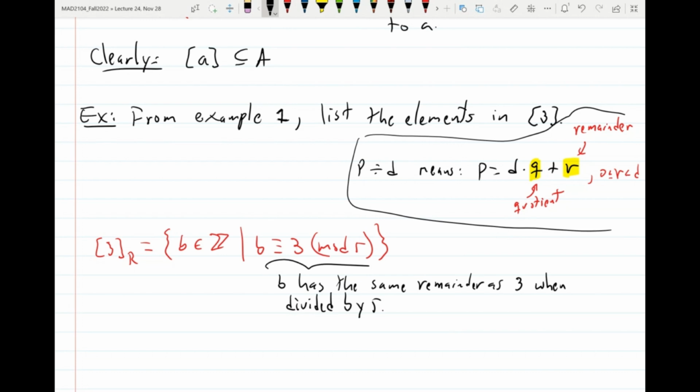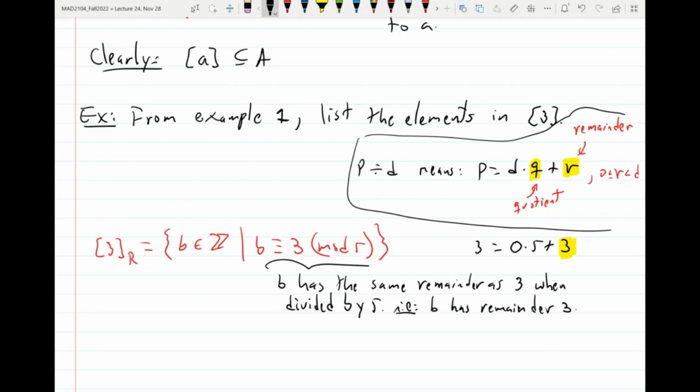And what's the remainder of 3 when divided by 5? It's 3, because notice that 3 is 0 times 5 plus 3, right? So 5 goes into 3 0 times, leaving you a remainder of 3. Do you understand this? All right. So this is your remainder right here. So this is the collection of all elements B such that B has remainder 3.